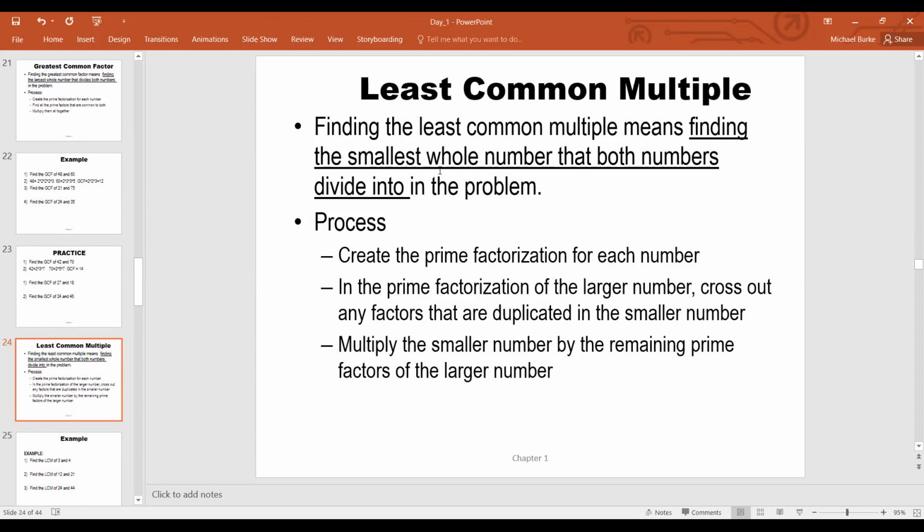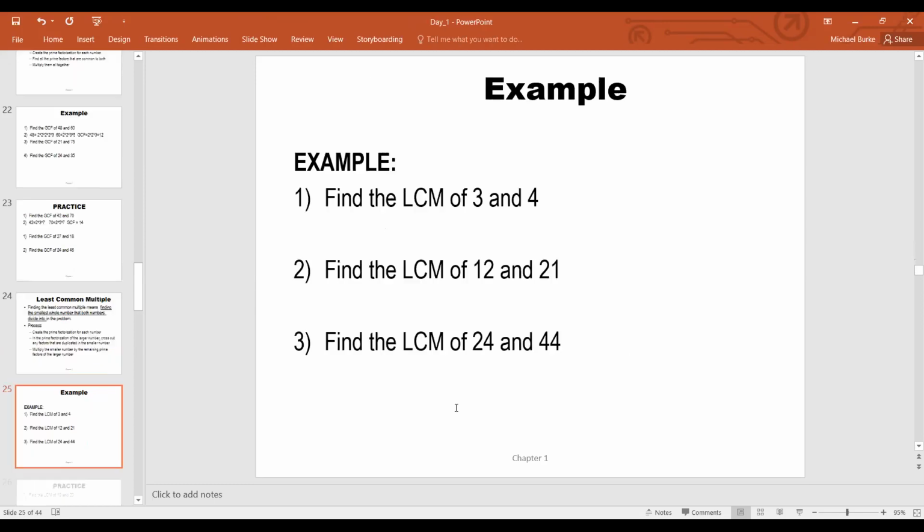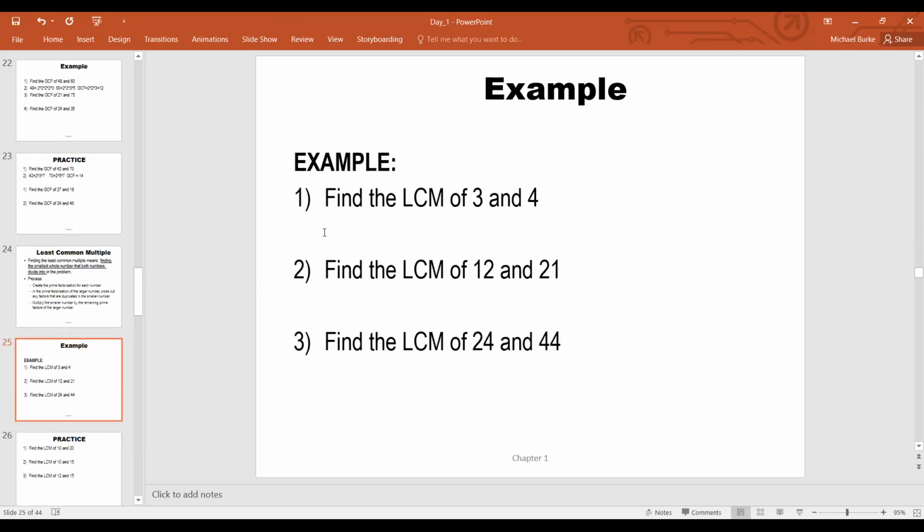The least common multiple is the smallest whole number that both numbers divide into in the problem. Let's take a look at that. You create a prime factorization. In the prime factorization of the larger number, cross out any factors that are duplicated in the smaller number. Multiply the smaller number by the remaining prime factors of the larger number. Okay, so let's take a look at how that is done.